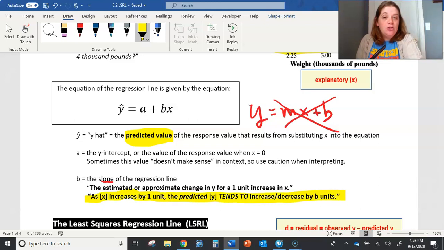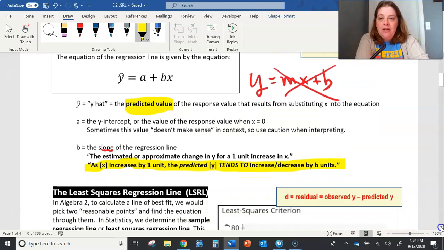If you're asked to interpret the slope, you're going to say: as x increases by 1 unit, the y value tends to increase or decrease by b units. So the predicted value of y is going to either increase or decrease by a certain number of units as x increases by 1. We're going to try to interpret those in a minute.